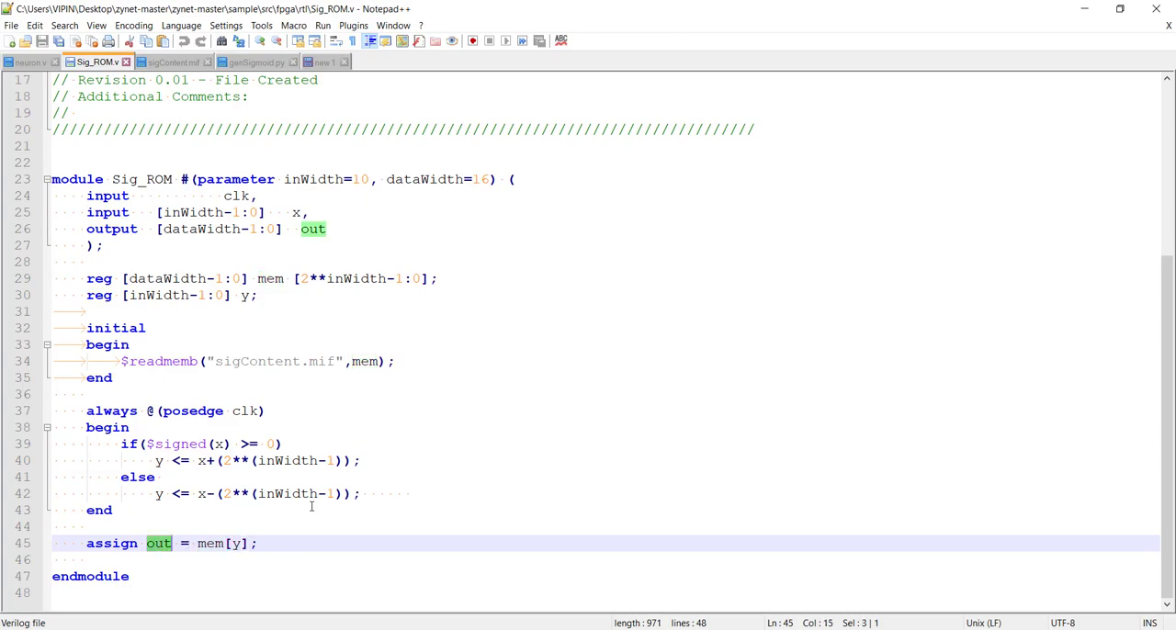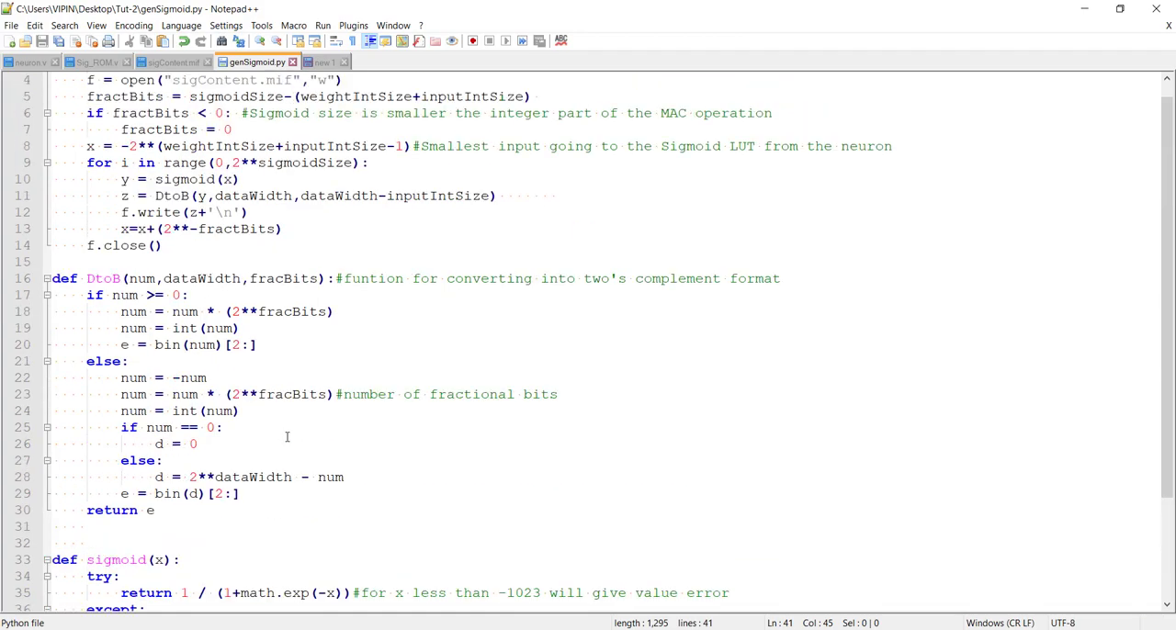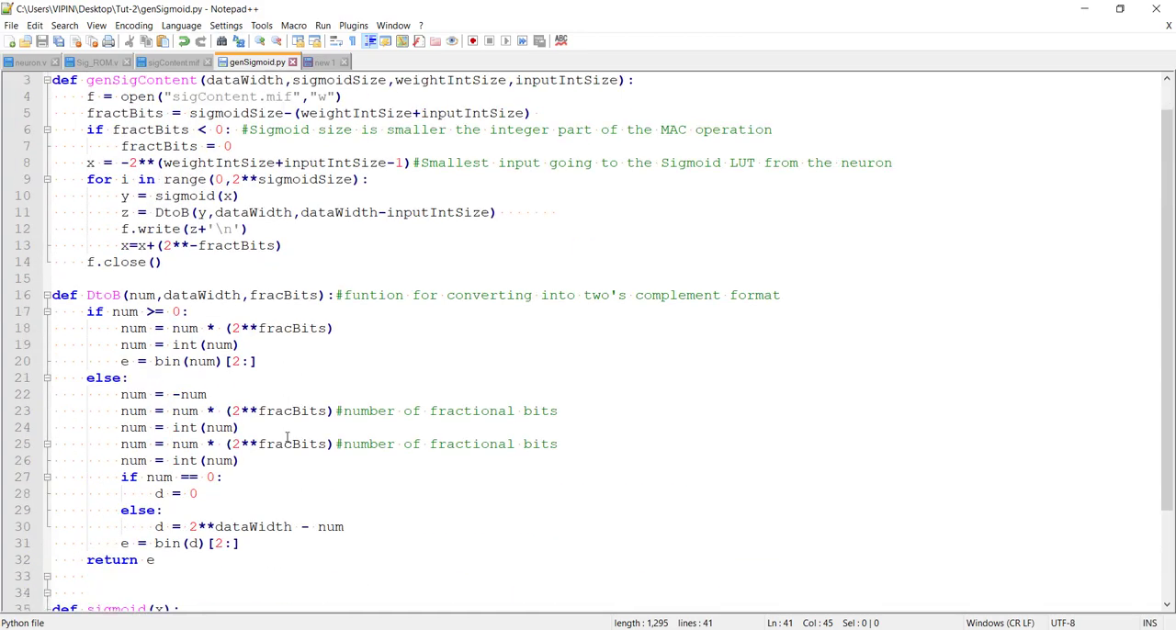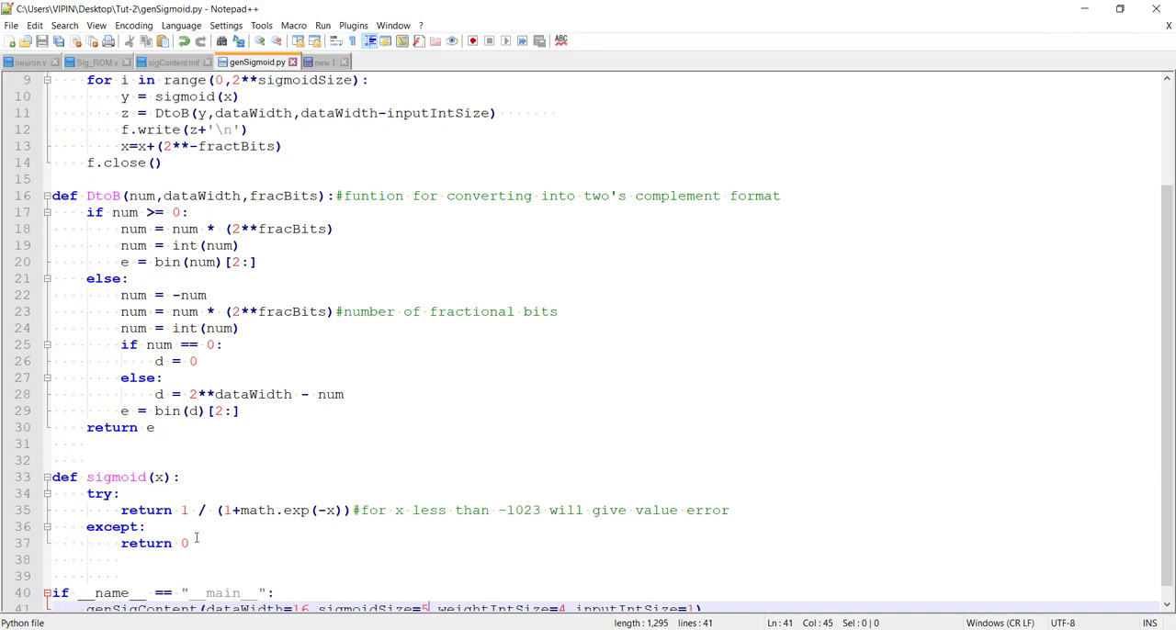This is slightly tricky. You will have to sit and look at it and think about it to really see how it is working. You can also look at the Python script, if you know some Python. Otherwise, it is also easy. This is where we are calculating the actual sigmoid value.